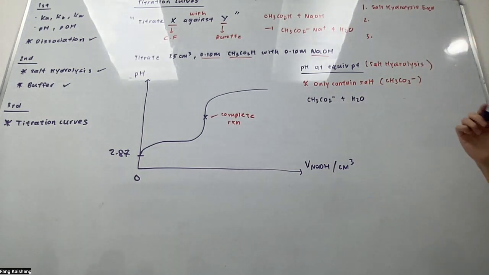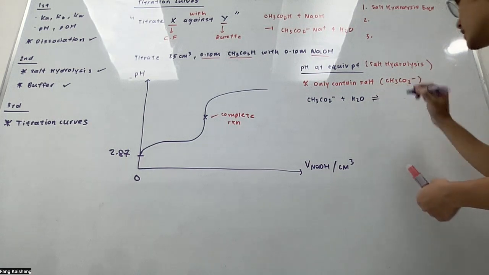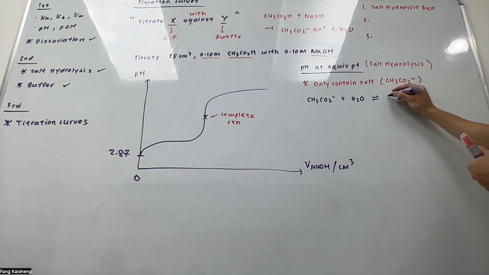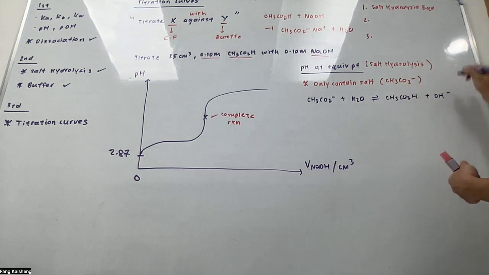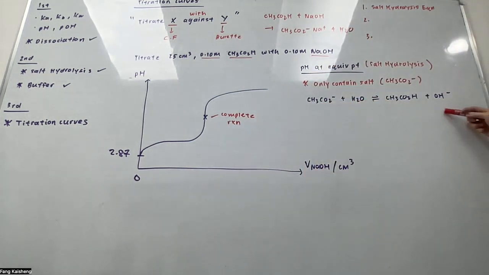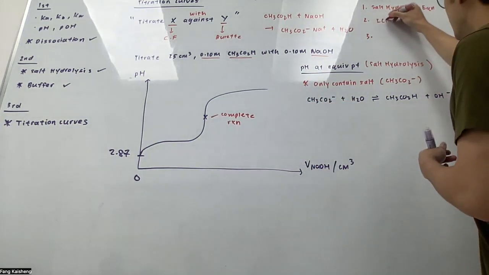What arrow first, by the way? Full arrow? No, it's the half arrow, reversible, because it's hydrolysis, not neutralization. What do you get? CH3CO2H plus OH minus. Very good. You must come out with this first. What's the second step? Every time you come out with the equation, I follow it up with a table, the IC table.